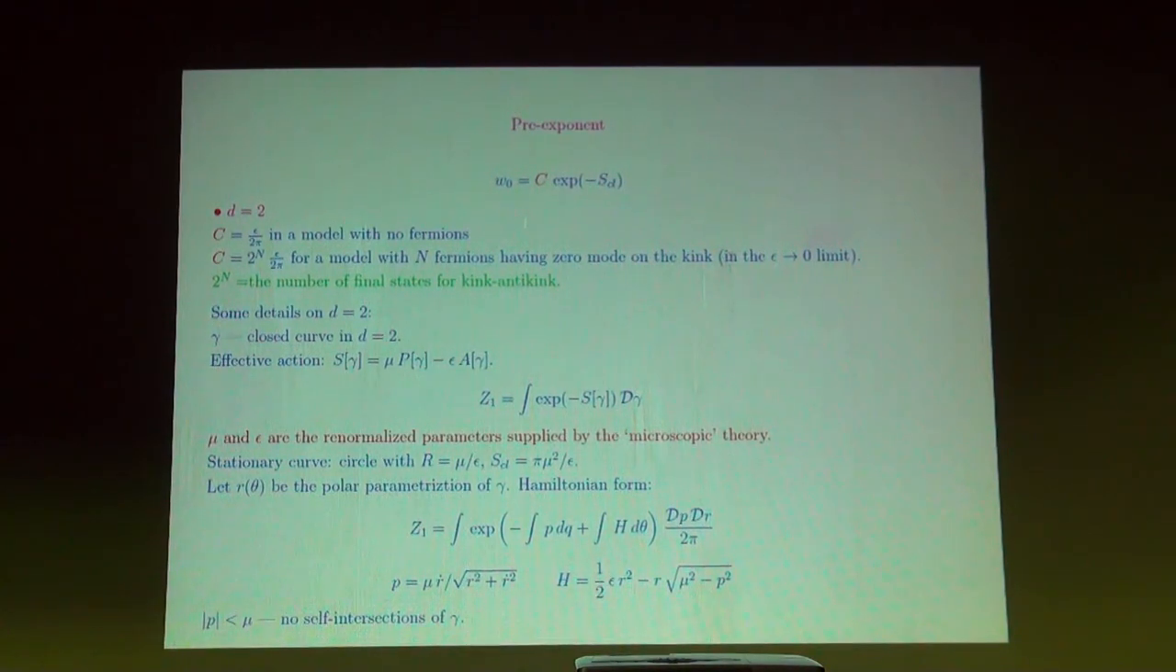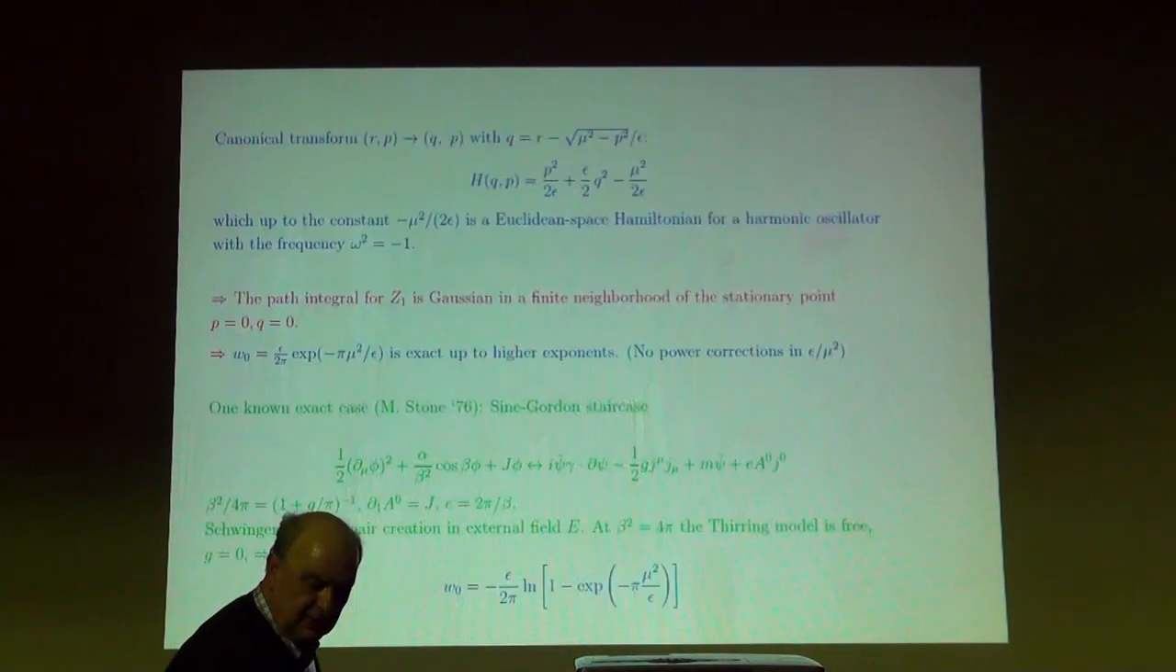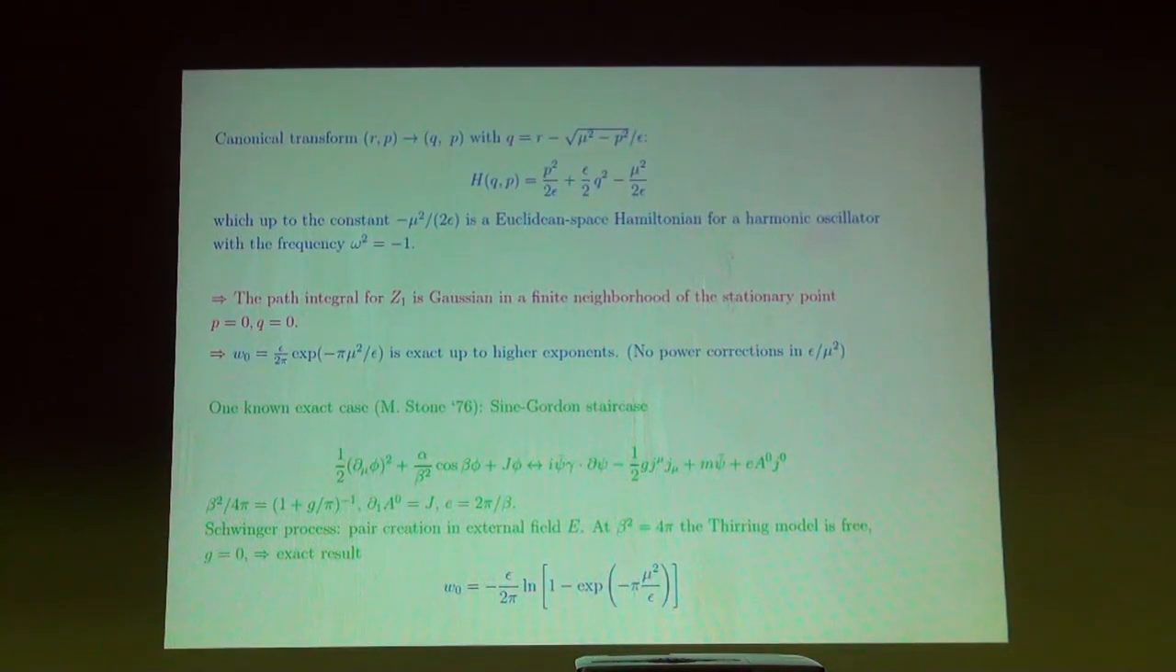And it turns out that although initially the Hamiltonian in terms of the coordinate r and the momentum p looks a little bit complicated, one can make a canonical transformation and make it actually quadratic and calculate the path integral exactly. So this result for the pre-exponent, that it is epsilon over 2 pi, is exact up to higher exponents of this factor. See, there is a dimensional parameter in this theory, epsilon over mu squared. In principle, there could be a series in this parameter in the theory, but no such series arises. And this is the exact result.